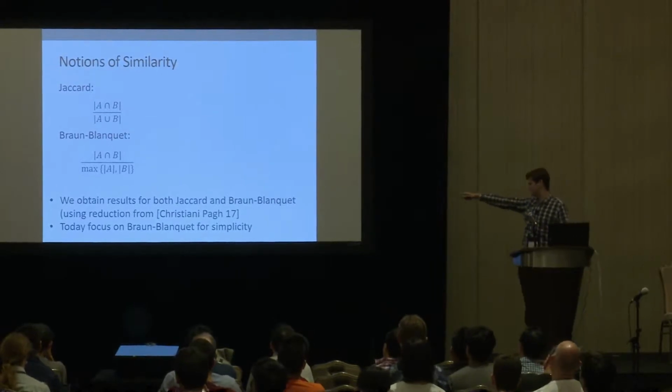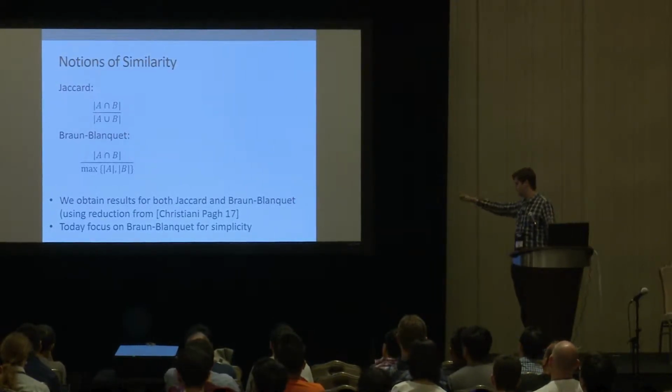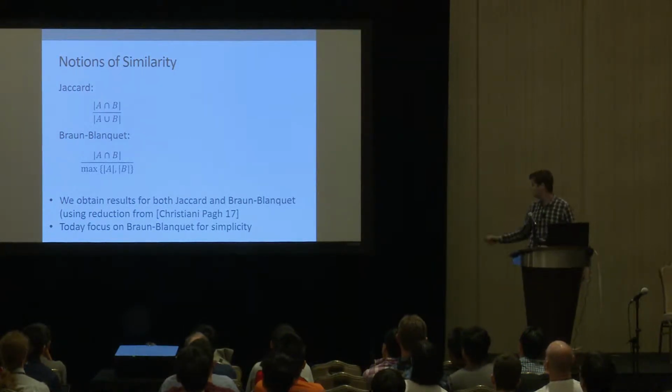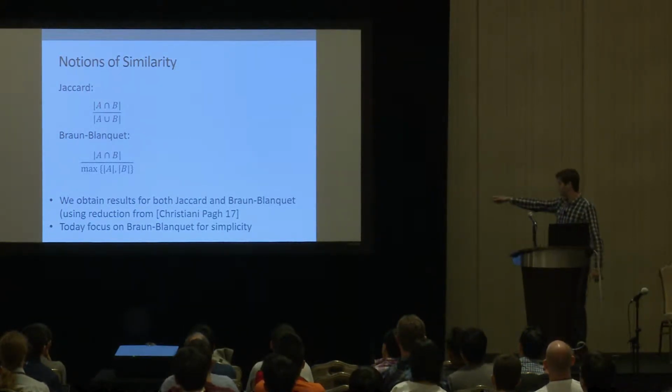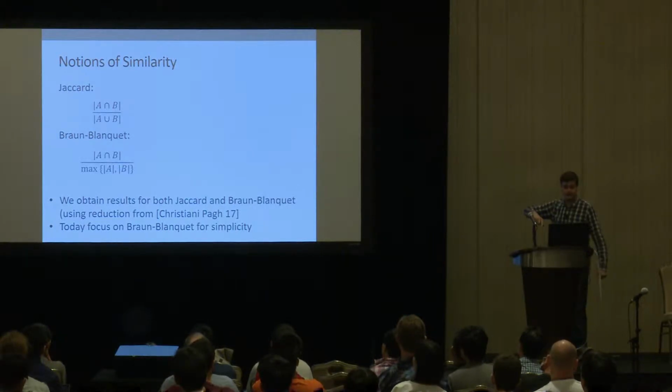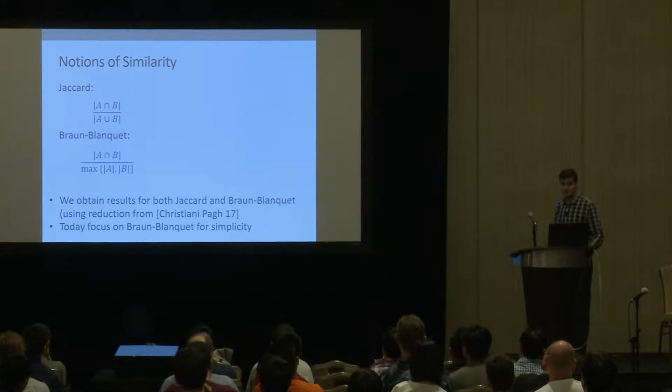And so we're going to obtain results for both Jaccard and Braun-Blanquet similarity using a reduction from Christiani and Pagh, a previous paper, which I'll actually talk about more in a second. But today, I'm only going to talk about Braun-Blanquet for simplicity. So if you really like Jaccard similarity, every time I say Braun-Blanquet, you can replace it with Jaccard in your head, and that's OK.